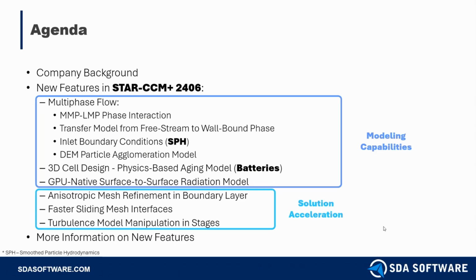I separated the new features into two big categories, modeling capabilities and solution acceleration. There are 6 top new features in the modeling capability category. 4 of them are related to multi-phase flow. The other 2 focus on battery design and heat transfer. Besides those 6 features, there are 3 more new features that can help reduce solution time and improve computational efficiency. So I put those 3 features in their own category, solution acceleration.